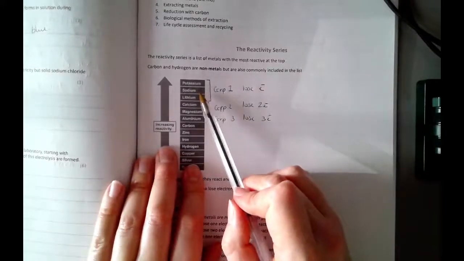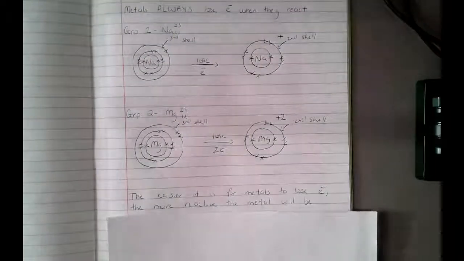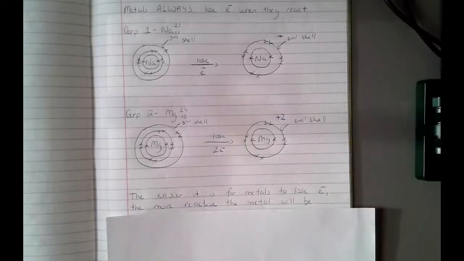However, you can see that I've got 3 group 1 metals, potassium, sodium, and lithium. How do I know that potassium is the most reactive and lithium is the least reactive out of those group 1 metals? Well, again, it does come back to the statement I've written before. The easier it is for metals to lose electrons, the more reactive they will be.